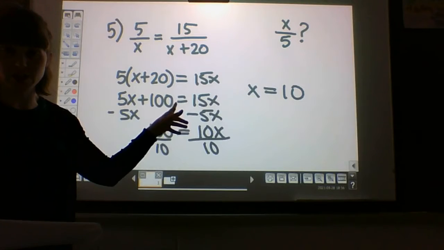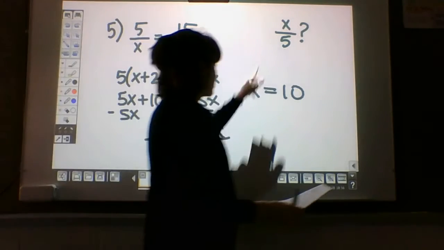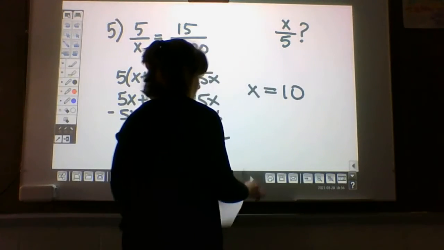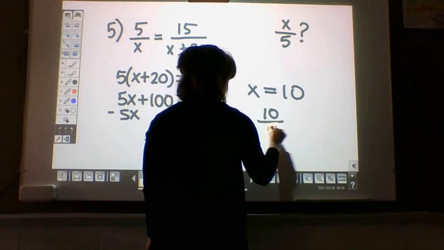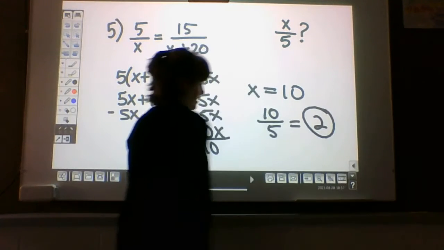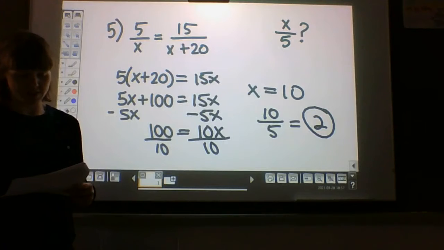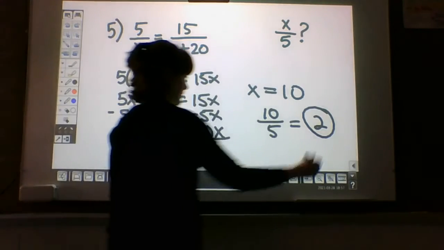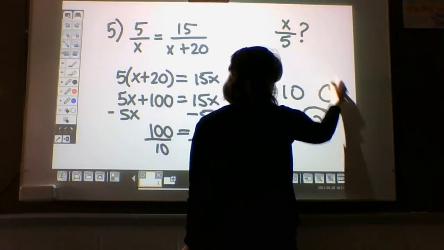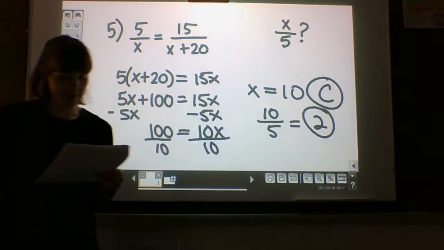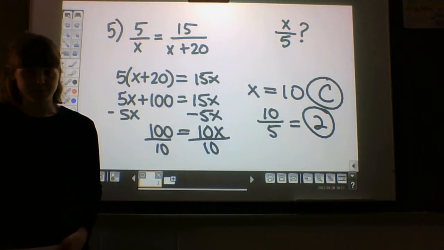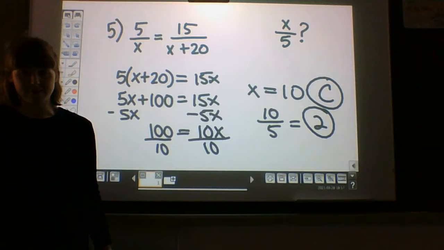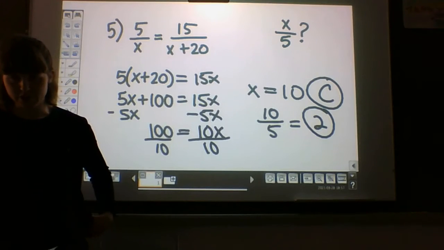Okay, now, I want you to take note that 10 is a possible choice for the answers here. But don't just circle 10, because they asked us, what is x divided by 5? So 10 divided by 5 is 2. The answer is actually 2, and you're going to circle C. Okay, so number 5 is C. So leave that there for a couple more seconds, and then we'll go to number 6.